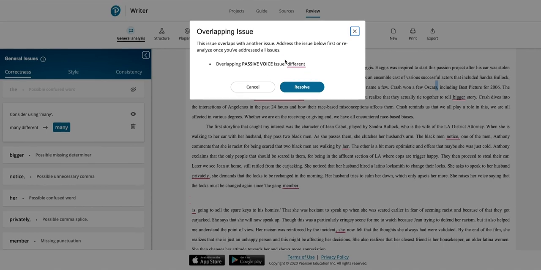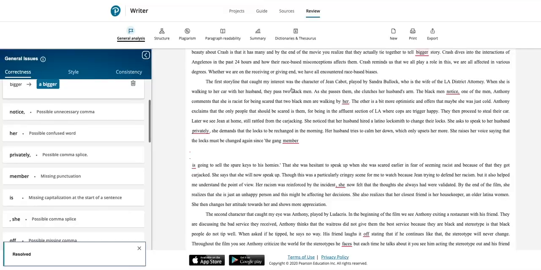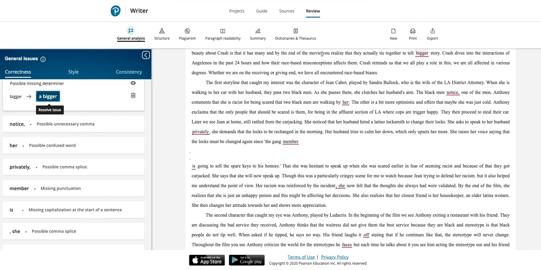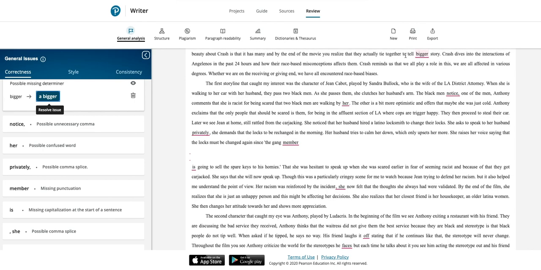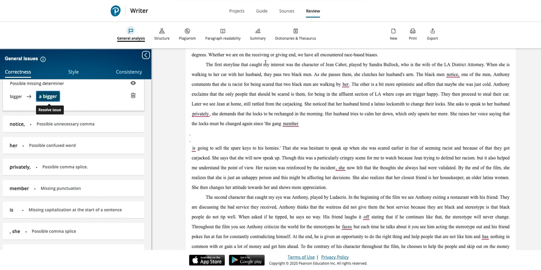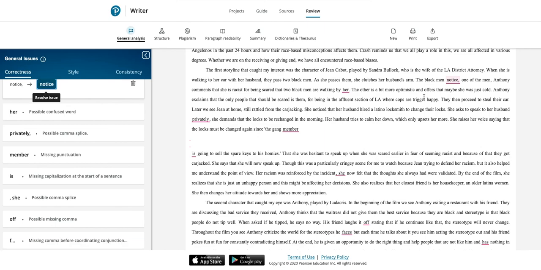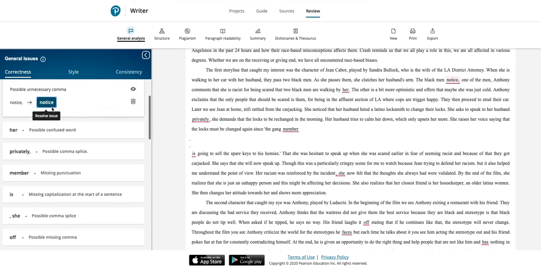Now here it identifies another issue, which is something about the passive voice, which is later on. So we're going to hit resolve, and it will come back and look at that next thing. Here it's saying what I have is bigger, and it's suggesting a bigger. Well, let's see if that makes sense in my sentence. You realize that they actually tie together to tell a bigger story. Oh, I definitely want to have it say a bigger story. So thank you for finding that, Pearson Writer. The black men notice one of the men. And yeah, I don't really need that comma there.